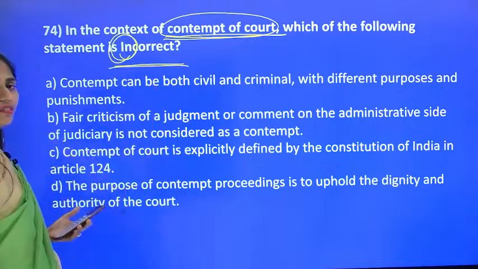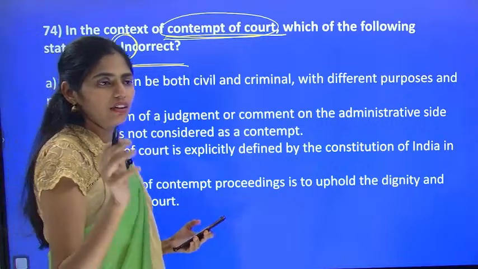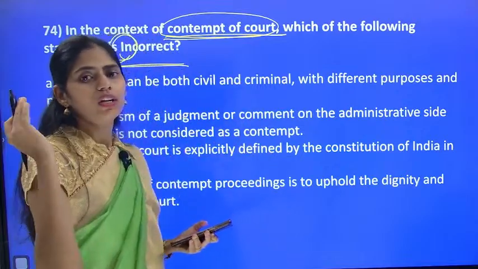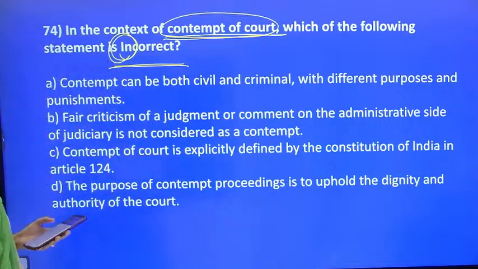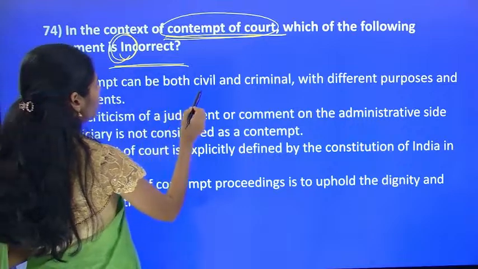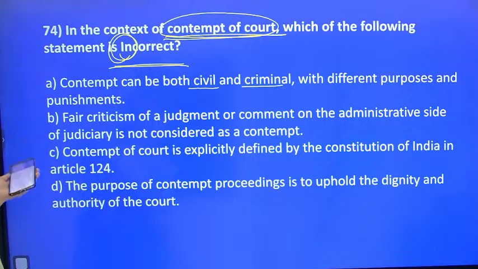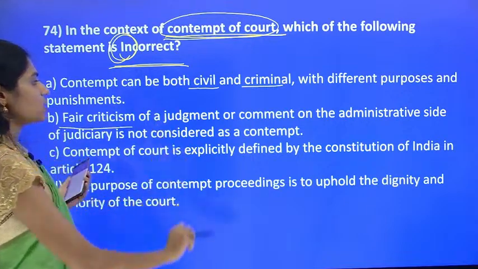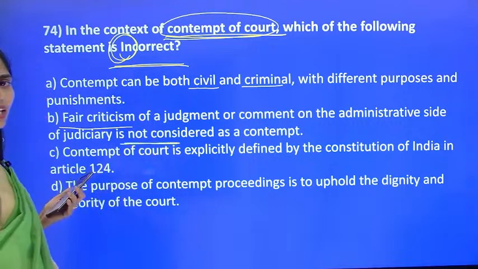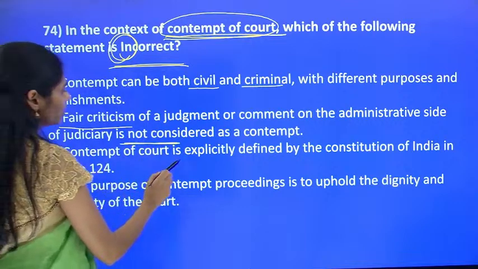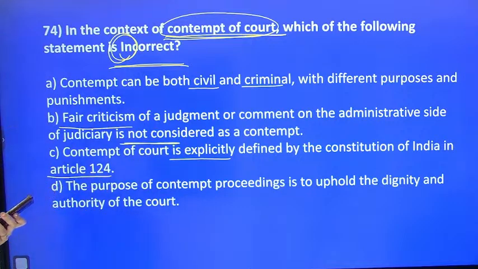You should not identify the correct statement, but you have to look only for the incorrect statement. So whenever you are seeing correct and incorrect, if it is incorrect, please circle it so that you can focus on the incorrect statements only. You will not be confused. First one is contempt of court, both civil and criminal, with different purpose and punishment. Second one is fair criticism of judgment or comment on the administrative side of the judiciary is not considered as contempt. And next one is contempt of court is explicitly defined by the Constitution of India under Article 124.